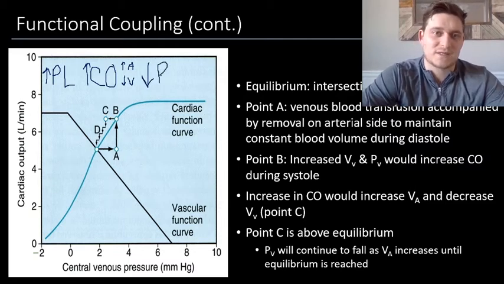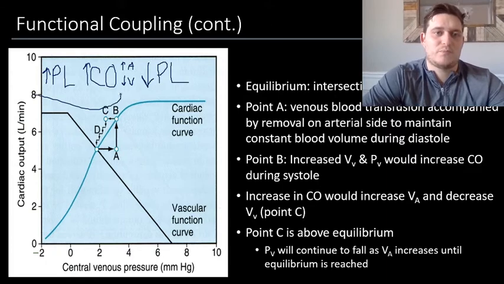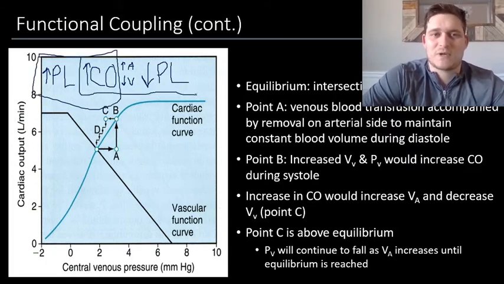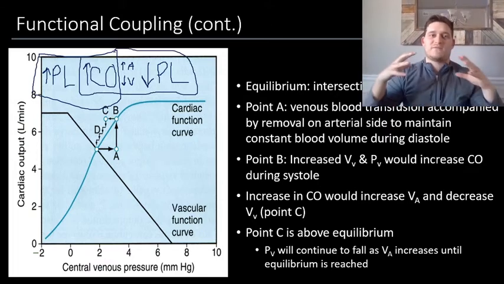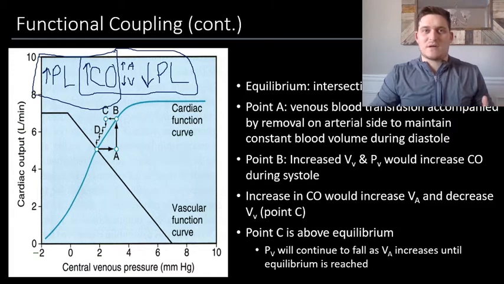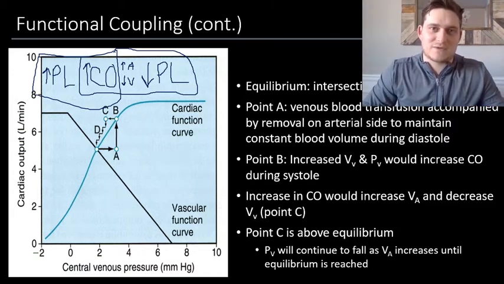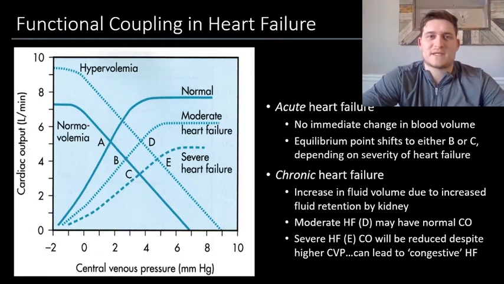So now we're tying everything together. We talked about these two relationships independently, but now we're getting this cross-section. We're getting this functional coupling where changes in the vasculature impact the heart, and then those changes in the heart will further impact the vasculature. So now we'll talk about the effects of contractility, blood volume, and total peripheral resistance on this functional coupling.